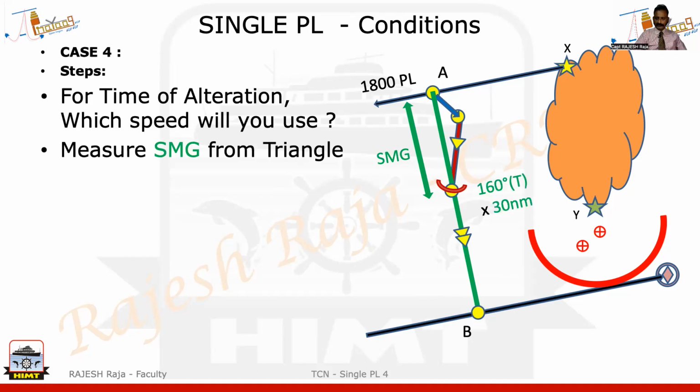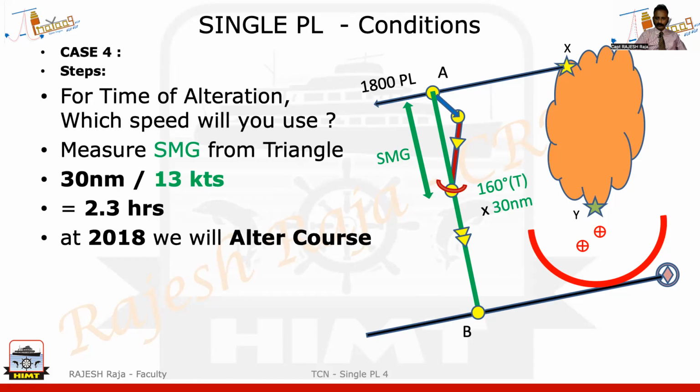I know this distance as 30 nautical miles. So if I do 30 divided by 13 knots, I'm going to get 2.3 hours, which clearly says that at 2018, I'm going to alter my course when I'm at Bravo. And then my next job is to find the next leg CTS.